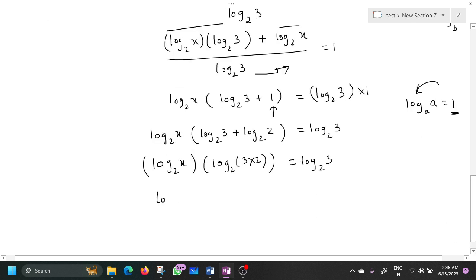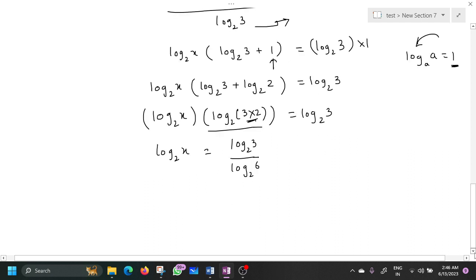So now you have log base 2 x, and this whole quantity I am shifting to the denominator on the other side. So you will get log base 2 x is equal to log base 2 3 over log base 2 6. Okay. So now we have reached here.